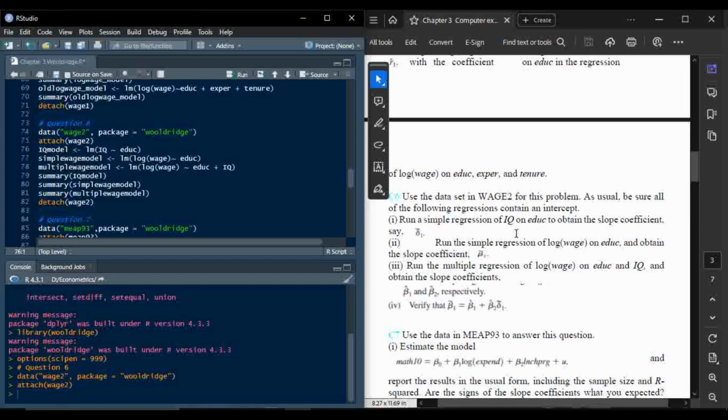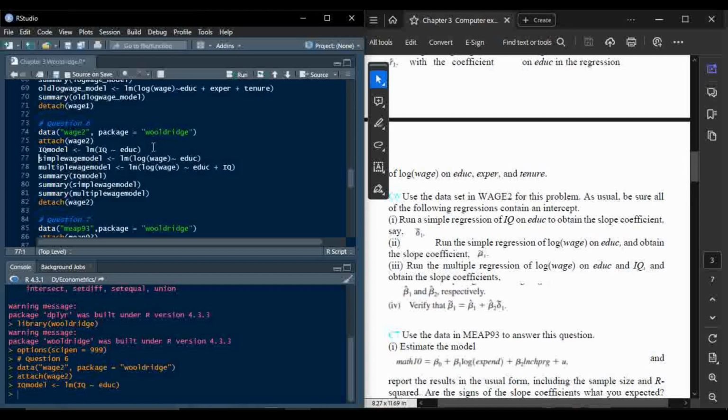Okay, now let's see what it says. The first part of the question says run a simple regression of IQ on education to obtain the slope coefficient, say delta tilde 1. Okay, so let's create a model by the name of IQ model. Use this assignment operator, then IQ tilde education. Press Ctrl plus Enter.